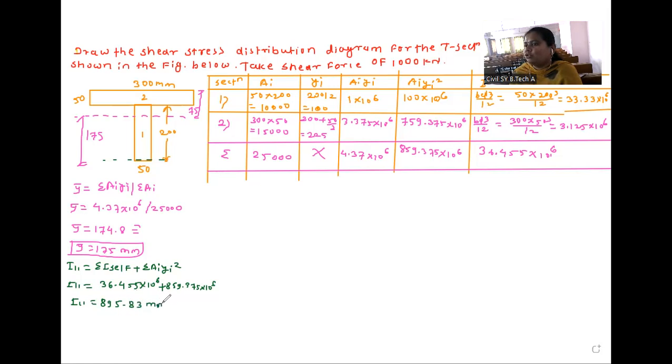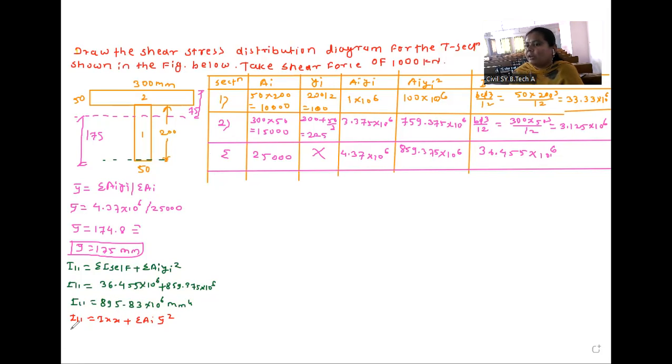895.83 into 10 raised to 6 mm raised to 4. After that, we have to calculate moment of inertia about this axis, so moment of inertia Ixx. So I11 is equal to Ixx plus summation of A into y bar square.